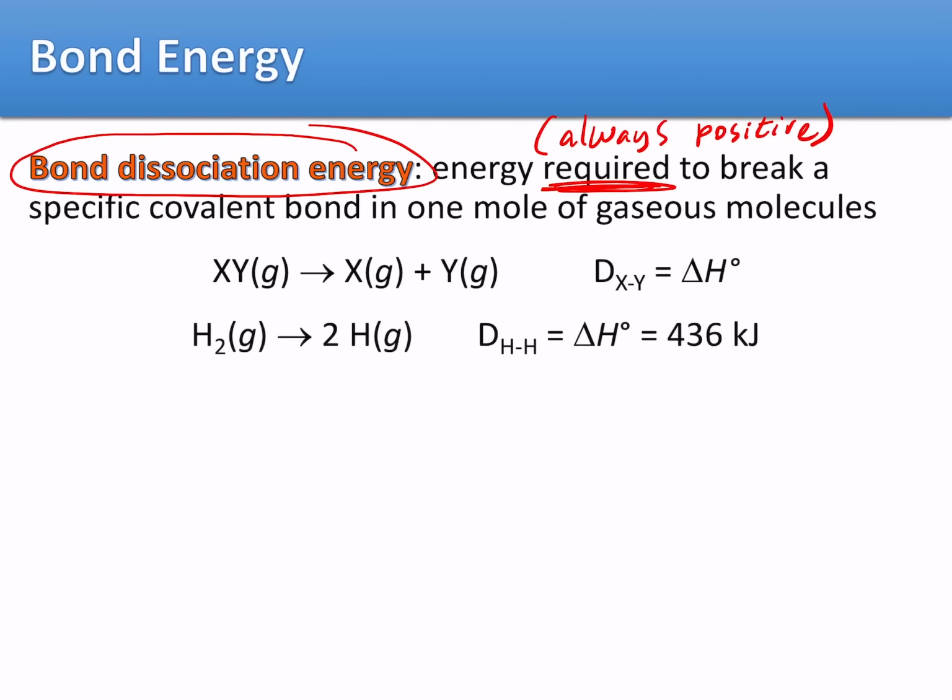So for example, to break the hydrogen molecule into the two hydrogen atoms, you require about 436 kilojoules, according to that reaction.